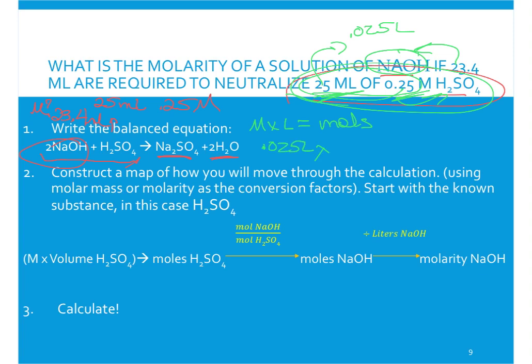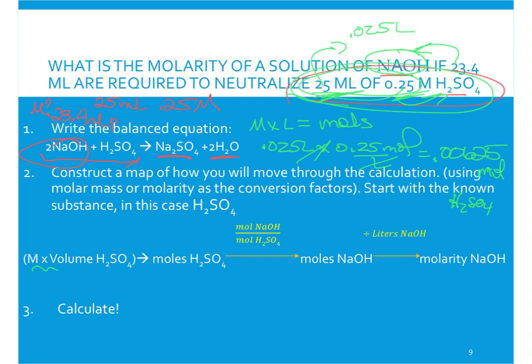And we're going to multiply that by the molarity of the same solution, which is 0.25 moles per liter. And the liters will cancel. And so when we multiply those two together, we get 0.00625 moles of H2SO4.